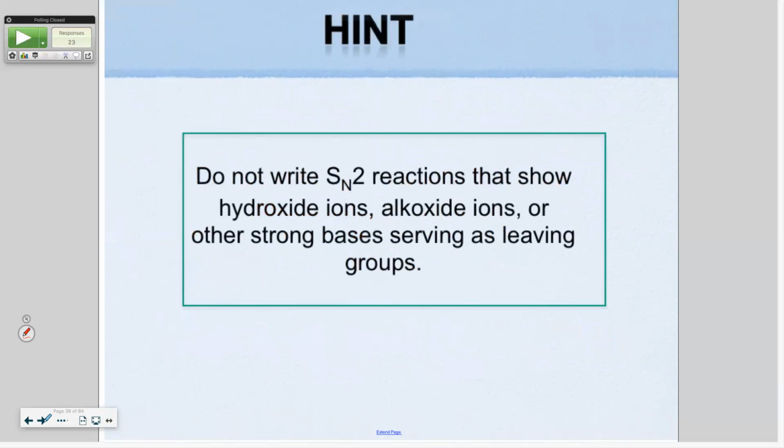Okay, hint: do not write SN2 reactions that show hydroxide ions, OH minus, alkoxide ions, RO minus, or other strong bases as leaving group. Another example would be NH2 minus. Okay, that'll be another one. Those are not going to be good leaving groups. Your halides, chloride, bromide, and iodide, are going to be good leaving groups.